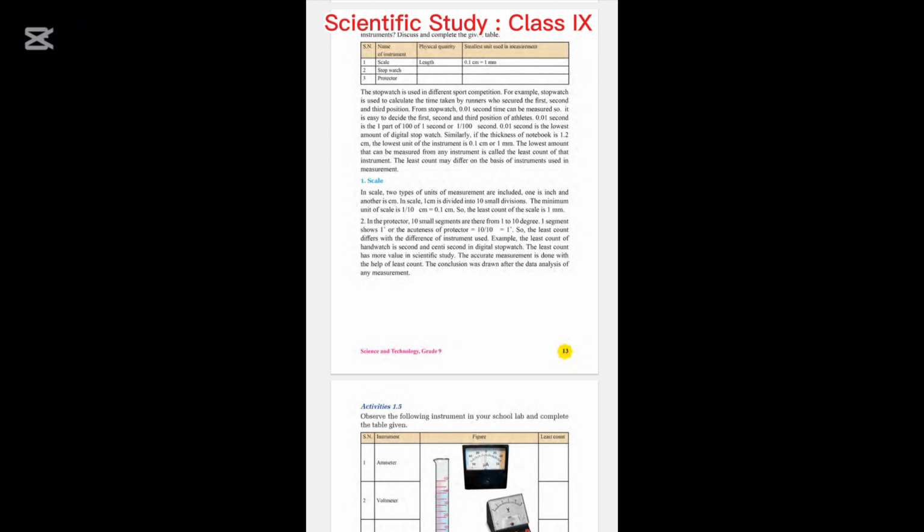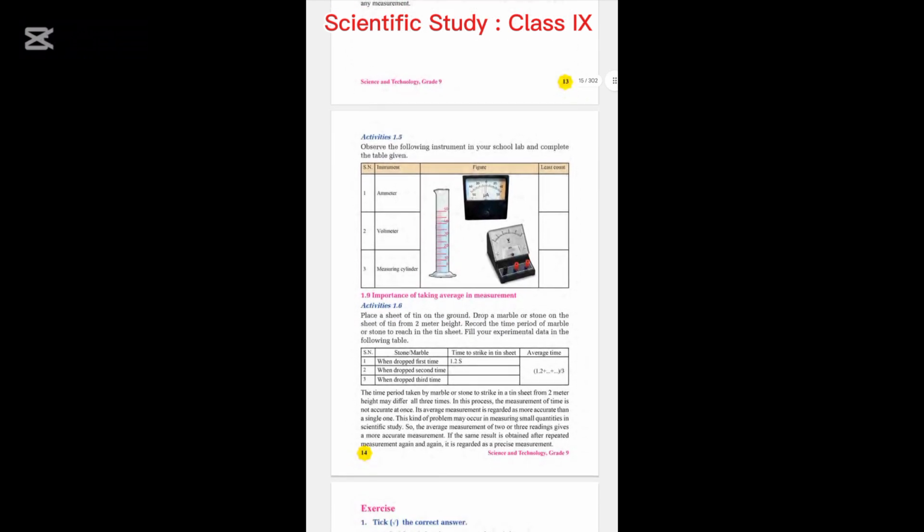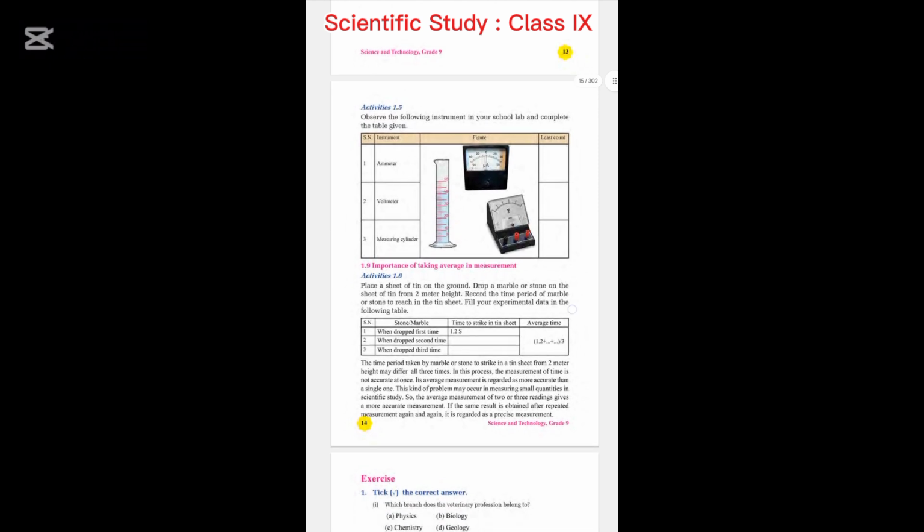In the protractor, there are small segments from 1 to 10 degree. One segment shows 1 degree, or the least count of the protractor is 1 degree. So the least count differs with the difference of instrument used. For example, the least count of a hand watch is second, and centisecond is for a digital stopwatch. The least count has more value in scientific study. Accurate measurement is done with the help of least count. The conclusion is drawn after the data analysis of any measurement. You can go through it.